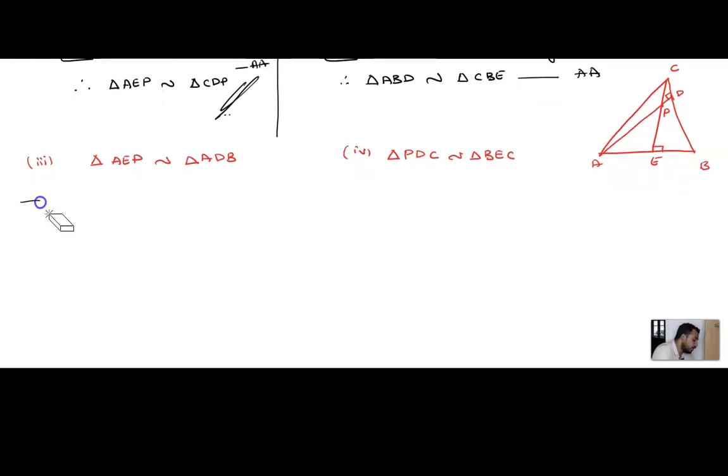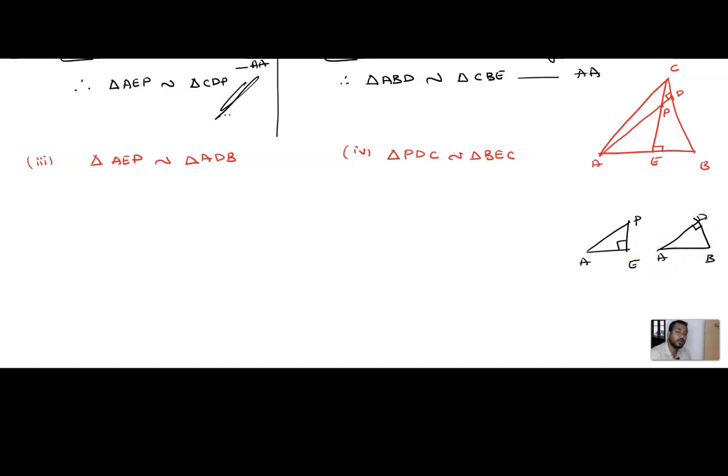What is case 3 we have to prove, children? Triangle AEP, see the figure. This is A, this is E, and this is P, in which angle E is 90 degrees. It is similar to triangle ADB. This is A, this is B, and this is D, so this is 90 degrees.